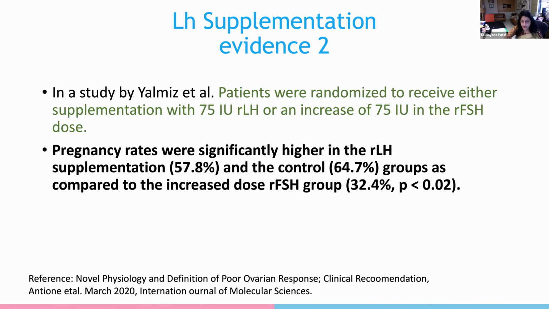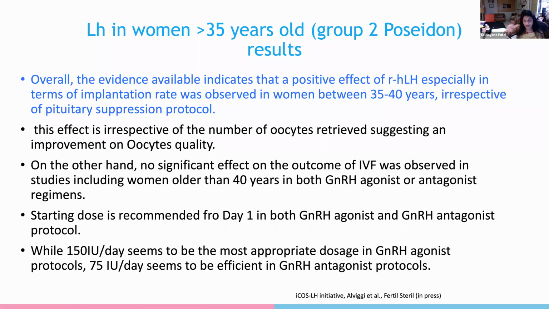In another group, they found that adding LH was giving a higher pregnancy rate compared to a control group with just FSH. So overall, the evidence has shown that at more than 35 years of age, I prefer REC LH, but any LH can be added. REC LH, you can use in 75 to 150 IU.